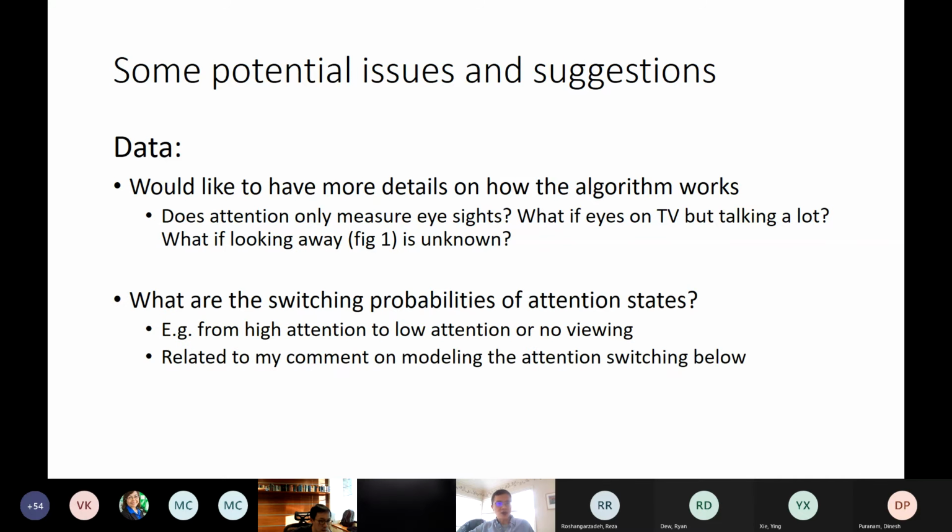From the data, I also want to know what the switching probabilities of these attention states are. For example, from high attention, is it easier to switch to low attention or no viewing? Or is it easier to remain at high attention? I ask this question because it is related to my major comment about the modeling below, which I will show in the next slide.